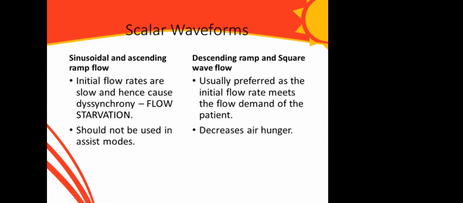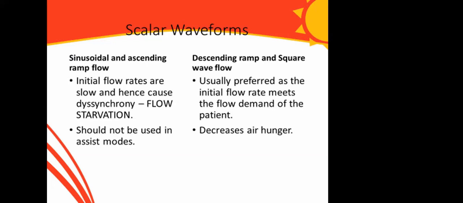All right, the sinusoidal, or the sine waveforms, or the ascending one, there's an initial flow rate which is slow, but a lot of times when you have patient-ventilator asynchrony, it is usually commoner with sinusoidal and ascending ramp flow. And like I mentioned before, the sinusoidal waveform is only used in patients who are unsupported, patients who are breathing spontaneously. And this mode should not be used when the patient is being assisted.